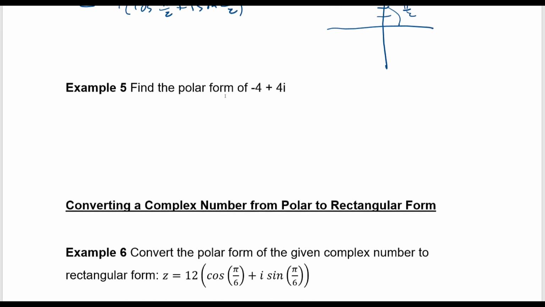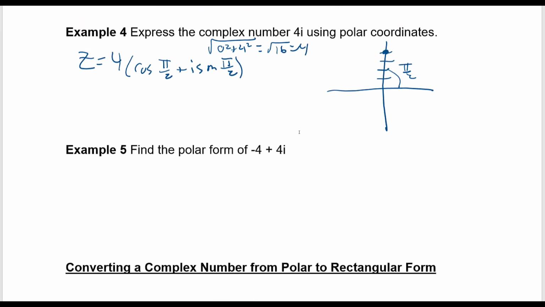And then coming down here, for example 5, find the polar form of -4 minus 4i. So there'd be 1, 2, 3, 4 in the negative direction, and then 1, 2, 3, 4 down here.